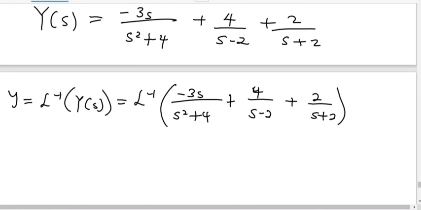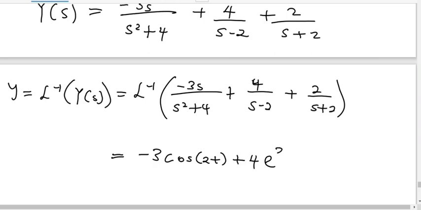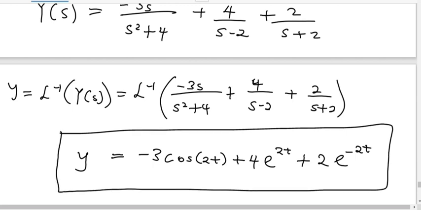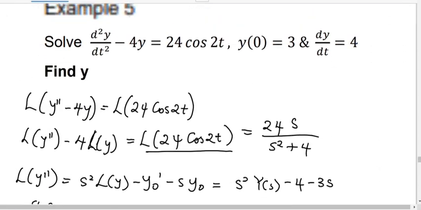If we apply linearity to each of these, we find that this will give us negative 3 cosine 2t plus 4 exponential 2t plus 2 exponential negative 2t, and this is our y. Here we've used the Laplace transform and eigenvalue problems to solve this problem, and that's very simple.